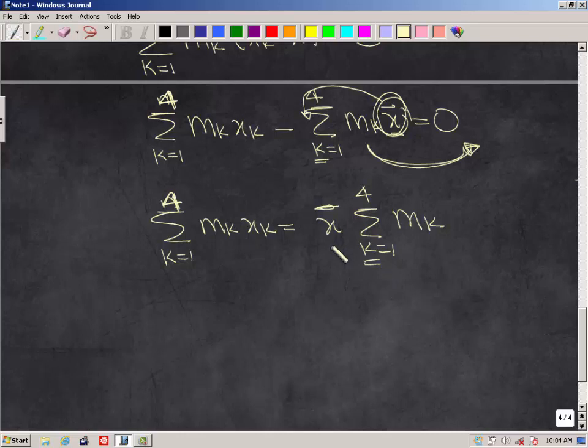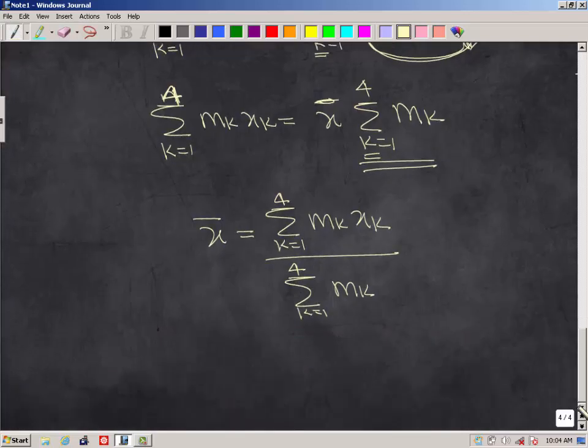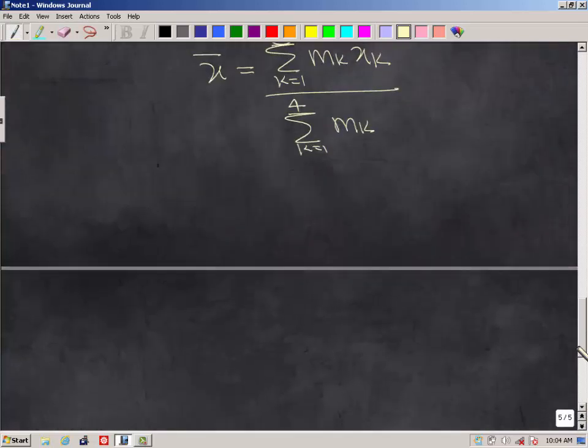And since we want to solve for x bar, I'm going to divide both sides by this, so we get a nice formula for x bar. It is summation k is equal to 1 to 4 m sub k x sub k divided by the summation m sub k, k is equal to 1 to 4. So that is the formula, but that's only for 4 masses, because I did a very specific formula. So let's in general imagine if we had n masses, what the formula would look like.